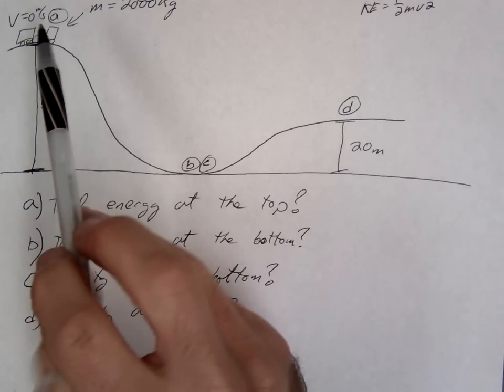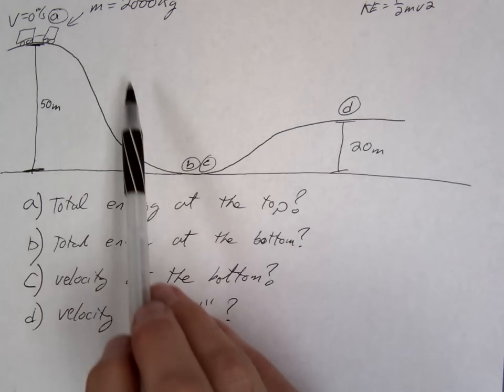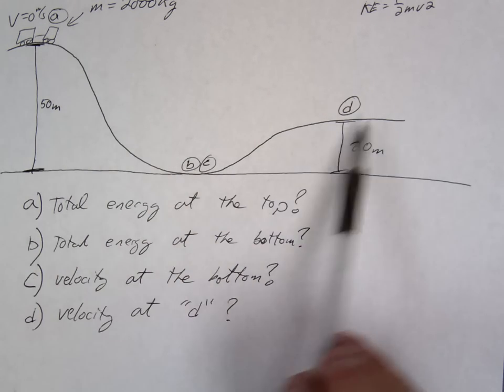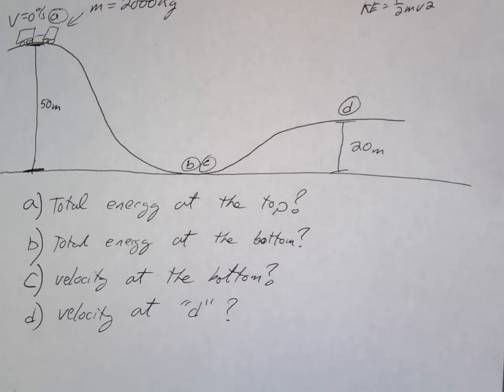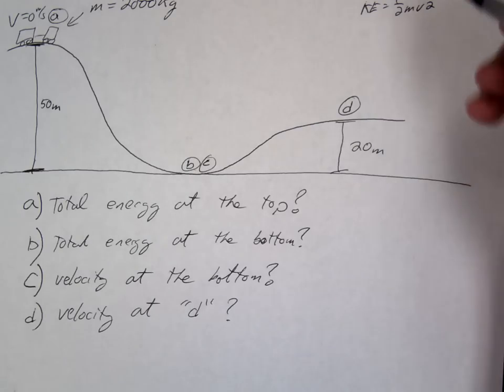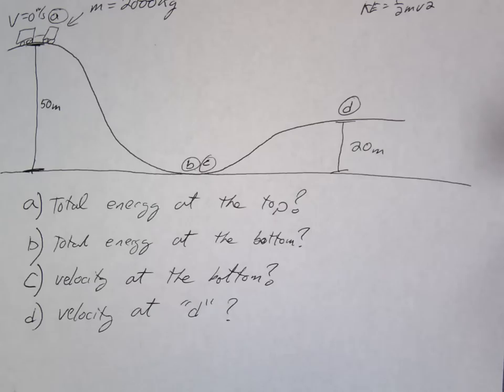So anyways, we have our roller coaster coming down, right? And we're trying to find out what's going on throughout. So one of the ways you want to approach these types of problems is ask yourself, what type of energy does it have at different points?